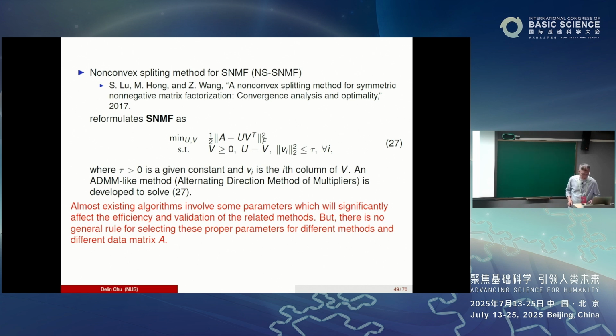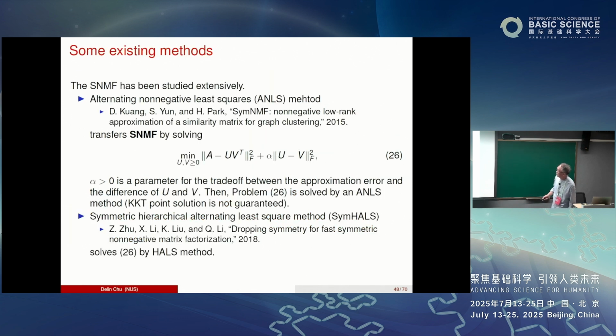Now what are the differences? If we consider this minimization problem, no matter what method we use, the convergence is at most to the KKT point of this minimization problem, not the original symmetric non-negative matrix factorization problem.